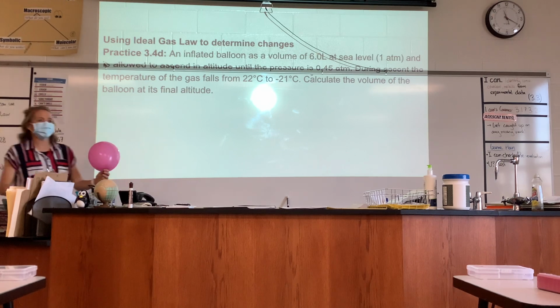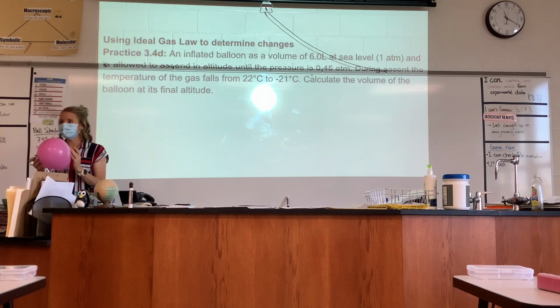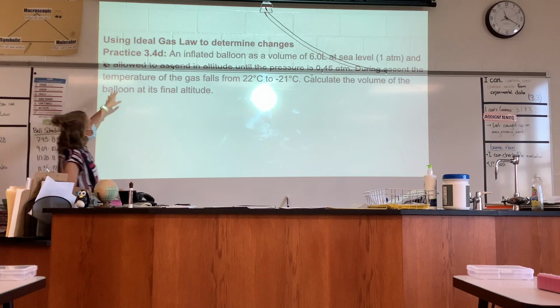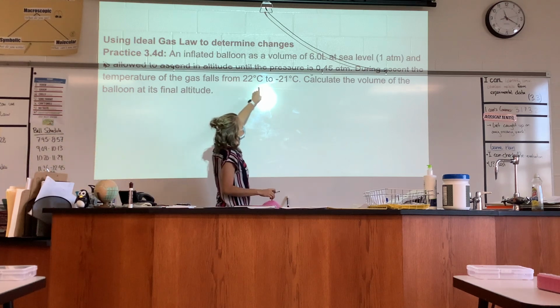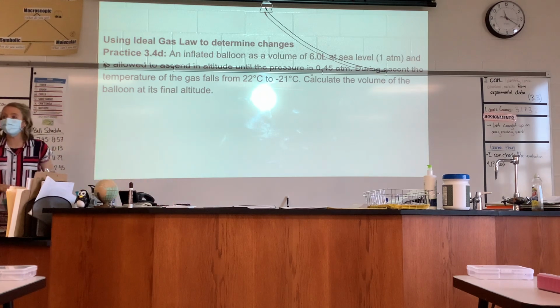Okay, we're going to let our balloon go. It's going to fly up into the atmosphere. It tells us that we're going to stop its descent at 0.45 atm. During that change, we measure that the temperature of the gas changes from 22 degrees to negative 21 degrees. We want to calculate the new volume of our balloon. So how's the volume of our balloon changed? Let's first circle volume, because that's what I'm trying to find.